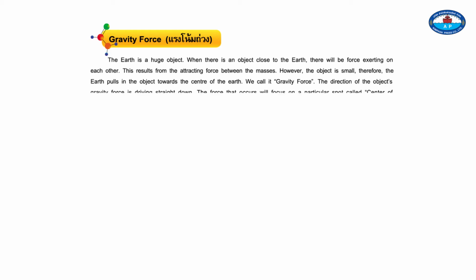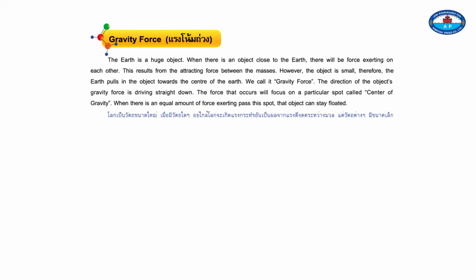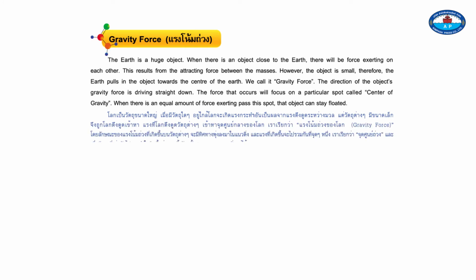Gravity force. The Earth is a huge object. When there is an object close to the Earth, there will be force exerting on each other. This results from the attracting force between the masses. However, the object is small. Therefore, the Earth pulls in the object towards the center of the Earth. We call it gravity force.